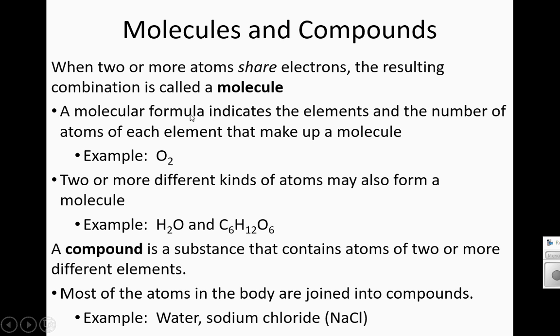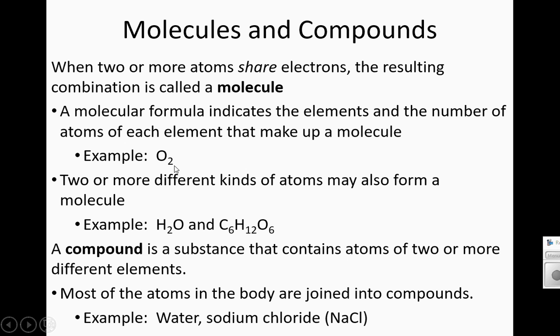Molecular formula indicates the elements and the number of atoms of each element that make up a molecule. So we have O2. We all know O2 is what? Oxygen gas that we breathe, right? This tells you, O here, the element involved is oxygen. The sub 2 here tells you that it has 2 atoms of that. So it would be 2 atoms of oxygen to form oxygen gas.